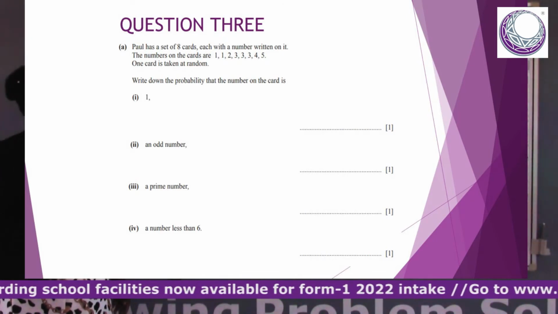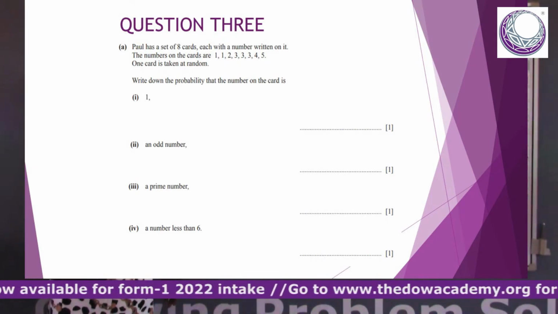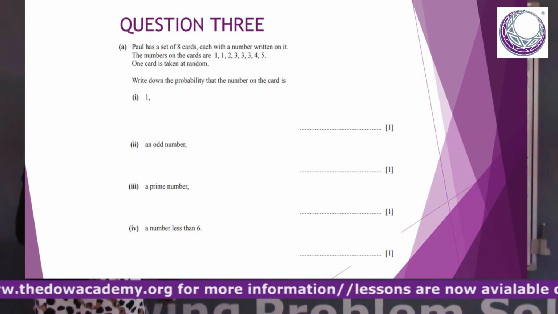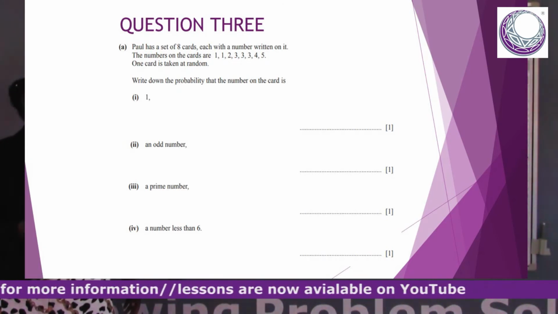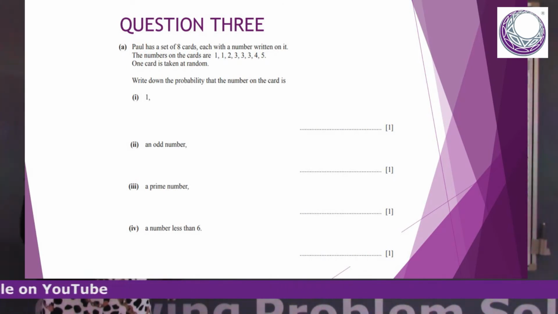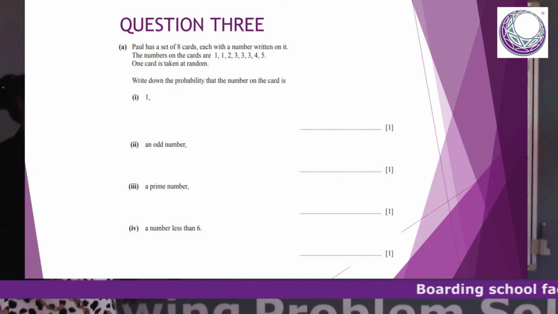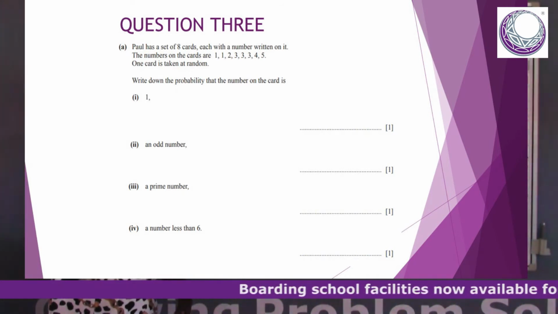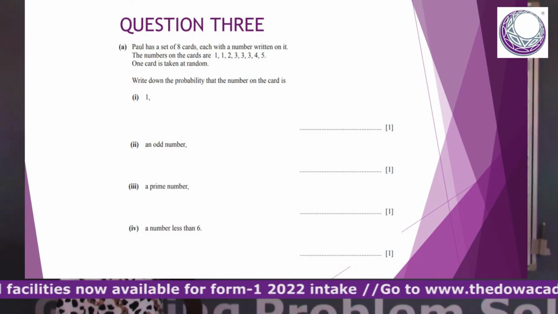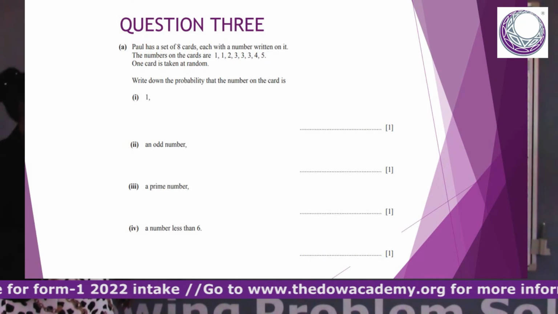We are having numbers and we are picking, and of course we are told that there are 8. It means whatever we want to do in terms of probability is out of 8. It says write down the probability that the number on the card is 1. We can see that there are 2 1s on the cards, so it becomes 2 out of 8. 2 over 8, you can still simplify it to 1/4.